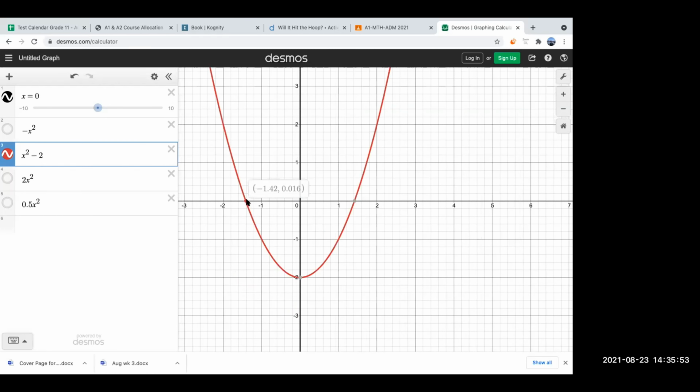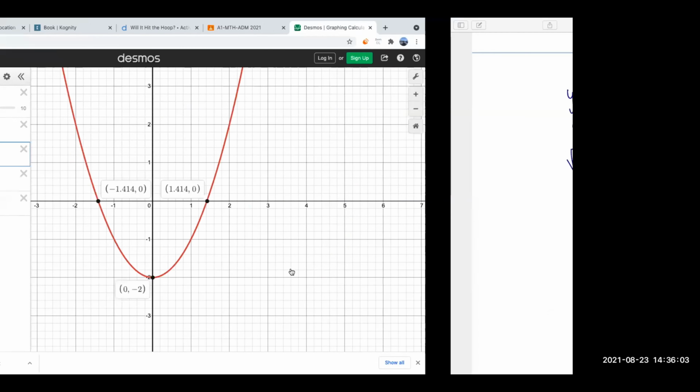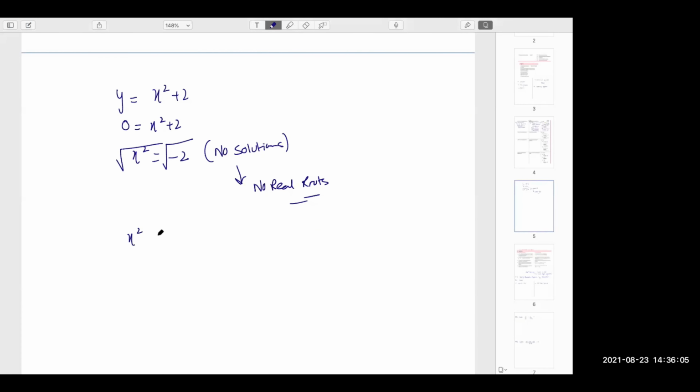You can clearly see the two x-intercepts. Okay? And you have the y-intercept as well. Okay? अच्छा, अब इसी इक्वेशन को लेकर चलते हैं। Let's say the equation was y equals x squared minus 2.